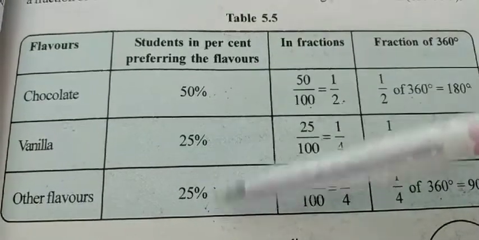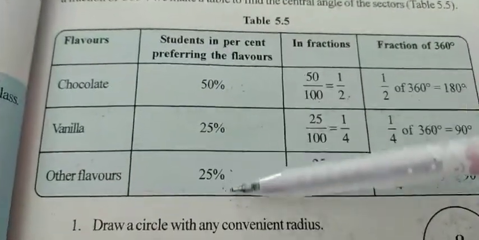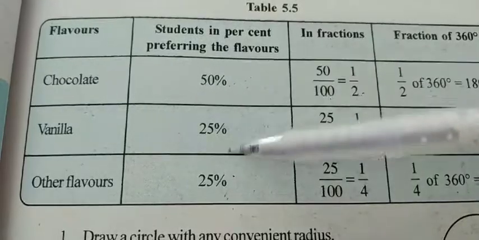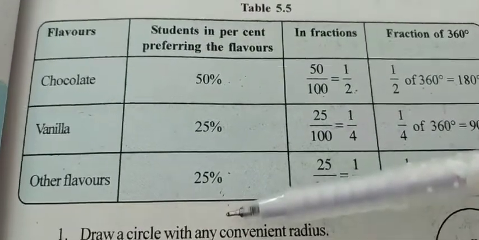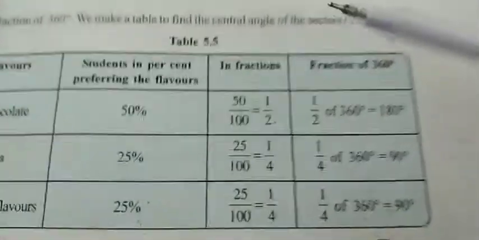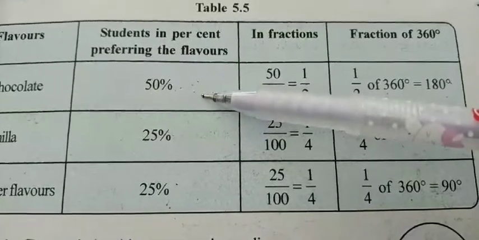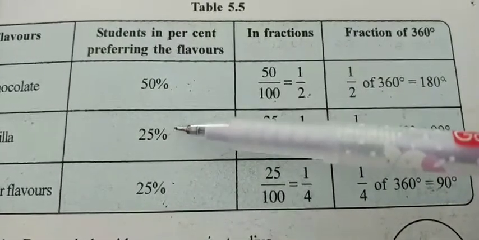Otherwise, for whatever entry is given to you, you find out the total by adding up the figures given to you. 50, 25, 25 gives 100, and the percentage is given, so obviously the total will be 100 itself. Now converting into fractions, you have to convert this given figure into a fraction. So what will you do? Given number divided by total.